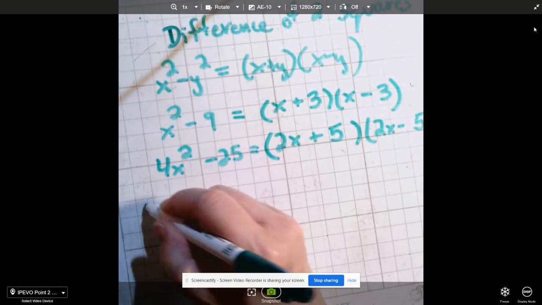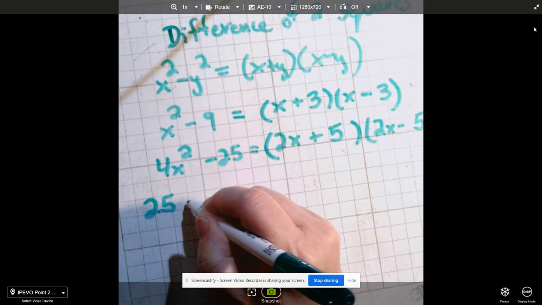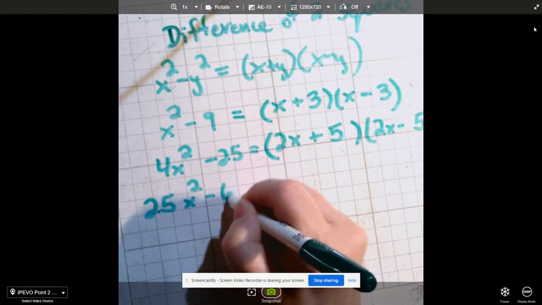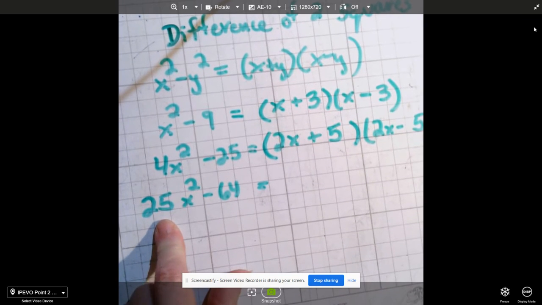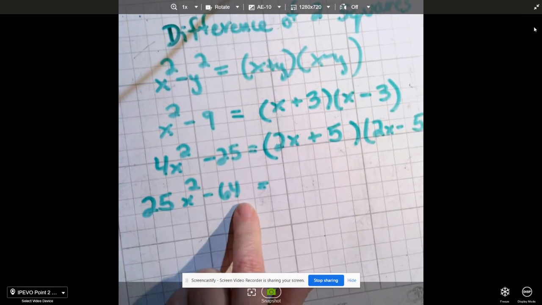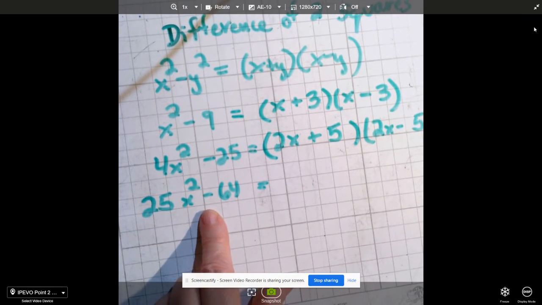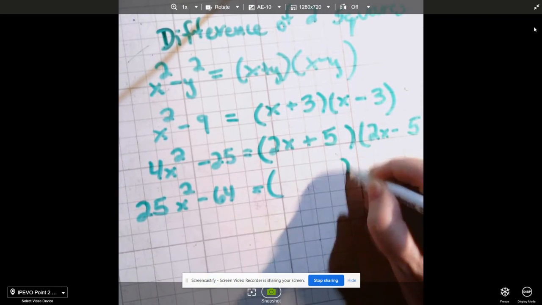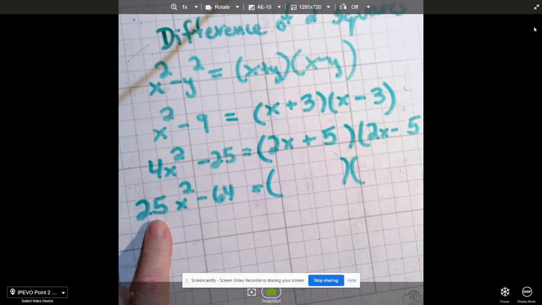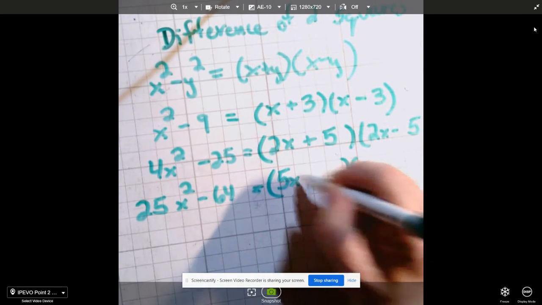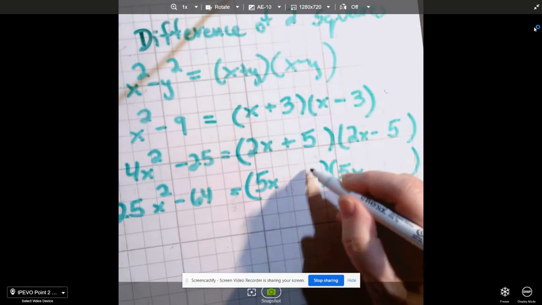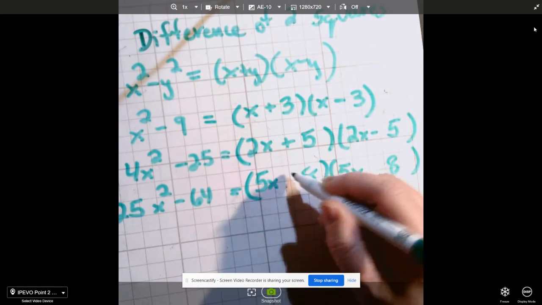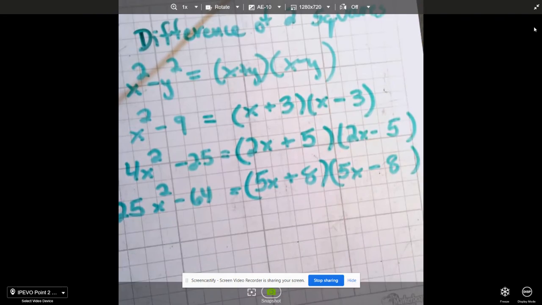Another example would be 25x squared minus 64. 25 is a perfect square. X squared is a perfect square. 64 is a perfect square. There's a subtraction sign. So the square root of 25x squared would be 5x, so I could put 5x here and 5x here. 8 times 8 is 64, so you put an 8 here and an 8 here and make one plus and one minus.